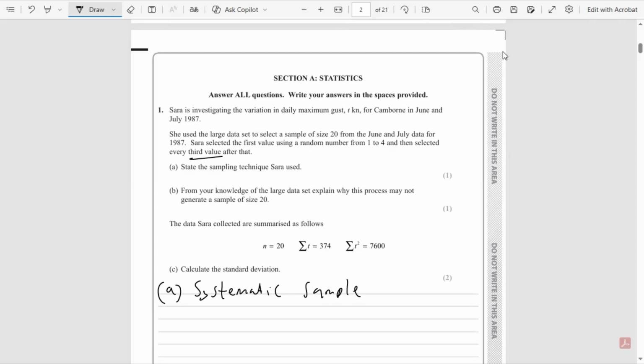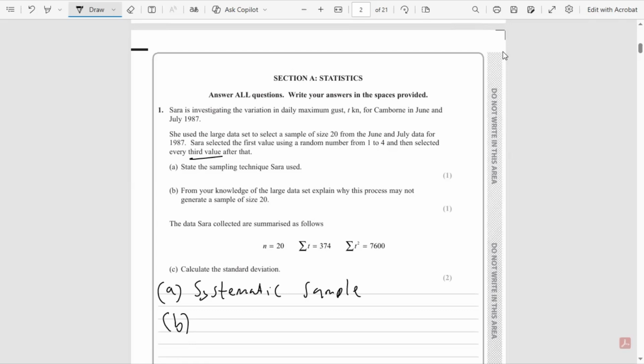Now for part B, from your knowledge of the large data set, explain why this process may not generate a sample size of 20. So again, if you know your large data set, there will be missing days in that large data set, or days without any data where we have no data for the gust in this case. So if you take a systematic sample and your random number generator gives you a number such that when you take every third value after that and another third value, if you land on a day where there is no data, then obviously you're not going to be able to generate a sample size of 20.